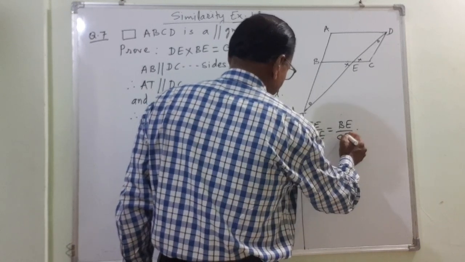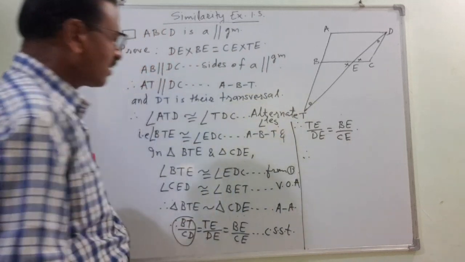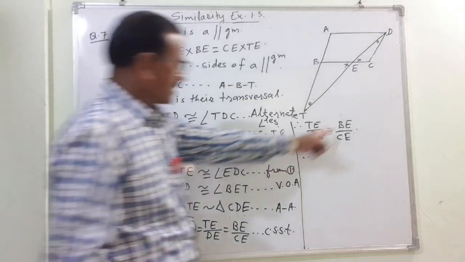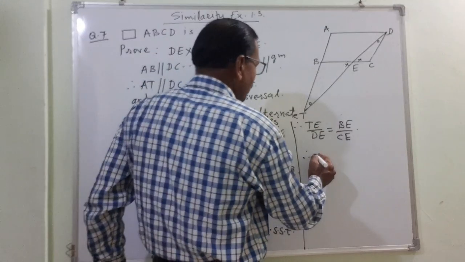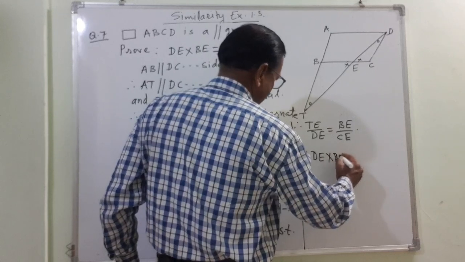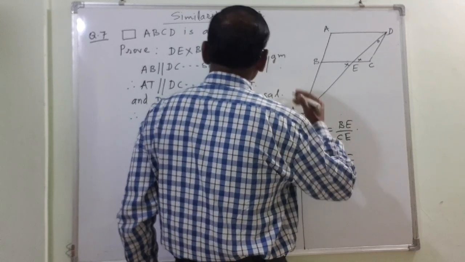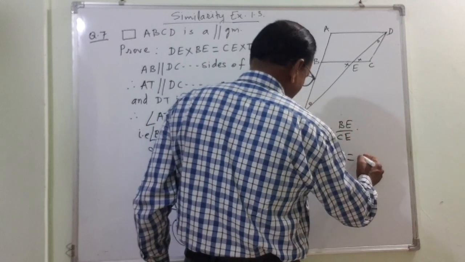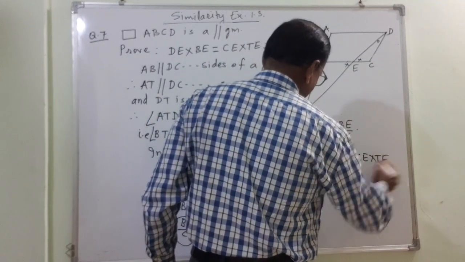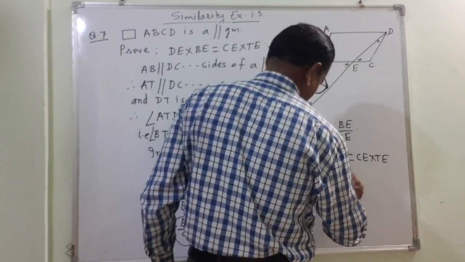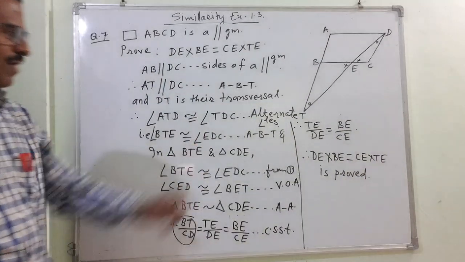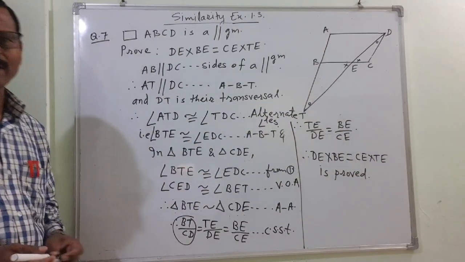Therefore, now I will do the cross multiplication. Whichever I want, I will take this side. B and BE, this I want this side. Therefore, BE into BE is equal to CE into TE. Is proved. This way you can write the theorem.